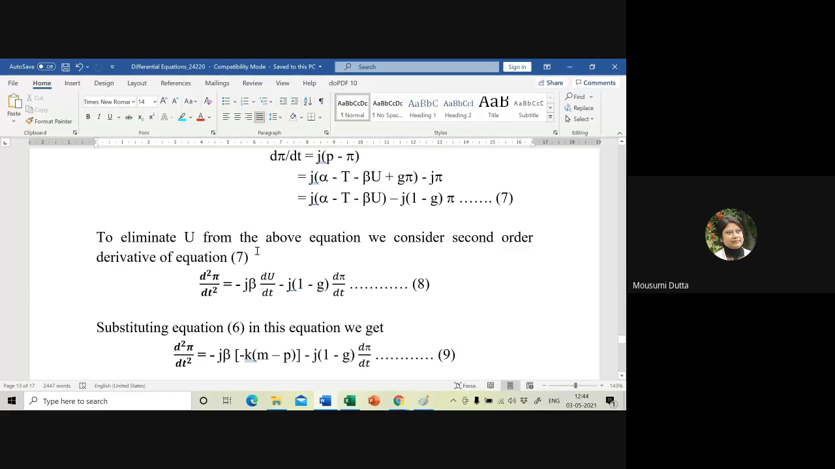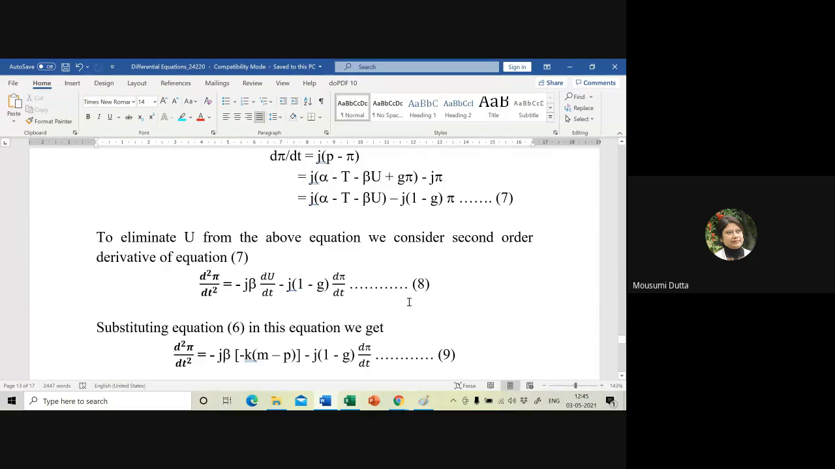To eliminate u from the above equation, we consider the second order derivative of the equation, d squared pi by dt squared. I hope all of you are understanding. Alpha, t, these are the constants. So when we are taking the derivative, these terms will vanish. So we have only minus j beta u. So when we are taking the derivative, we are getting the expression minus j beta du by dt, minus j into 1 minus g into d pi by dt. So we have this equation number 7, equation number 8 in our hand.